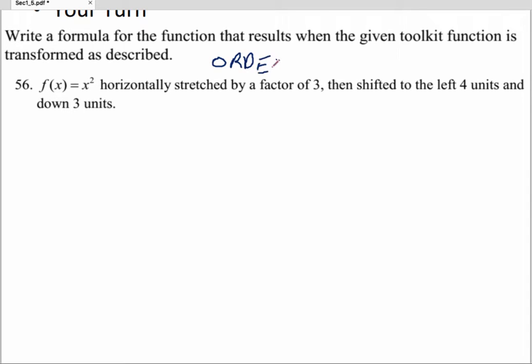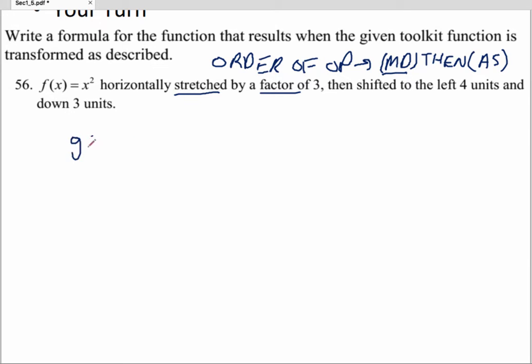So the order of operations tells us that we do multiplication and division, and then when those are done, and only then, we do addition and subtraction. So notice that stretching horizontally or vertically, compressing horizontally or vertically are all done by factors, which means those are multiplication and division. So those need to happen first, and then once I finish that, then I will insert my shift left, right, up, down. Okay? Okay, so let's go see if we can create g of x here.